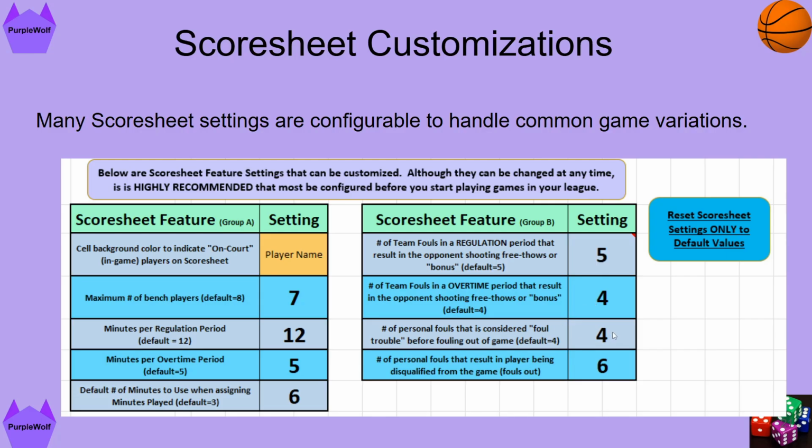And this has to do with personal fouls, of how many before somebody's considered in, quote, foul trouble. And what that means is when somebody gets to this foul trouble number, it'll give you a little message so you can acknowledge it, as well as it'll change the color of personal fouls on the score sheet to indicate somebody's in, quote, foul trouble. And then this last one is how many fouls to foul out of the game. So that's what that is.